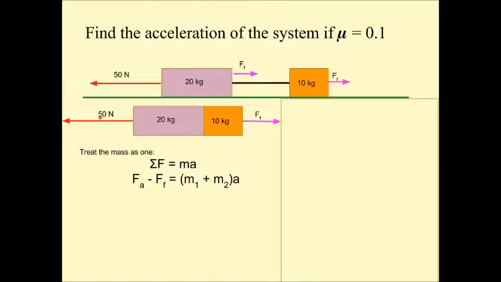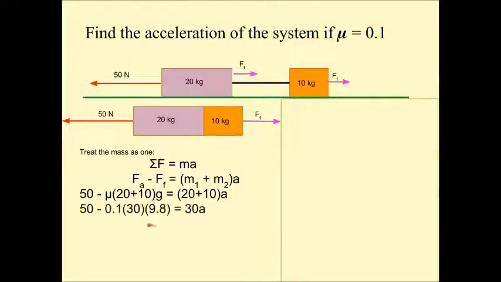We now have two forces. We have the applied force of 50 newtons to the left, and then opposing that is the friction. So that's going to equal the total mass, because I've combined them together, times acceleration. So now we plug in for the friction. We have mu times the total mass, which is the 20 plus 10, times 9.8 equals 20 plus 10 times the acceleration. We do a little math first.